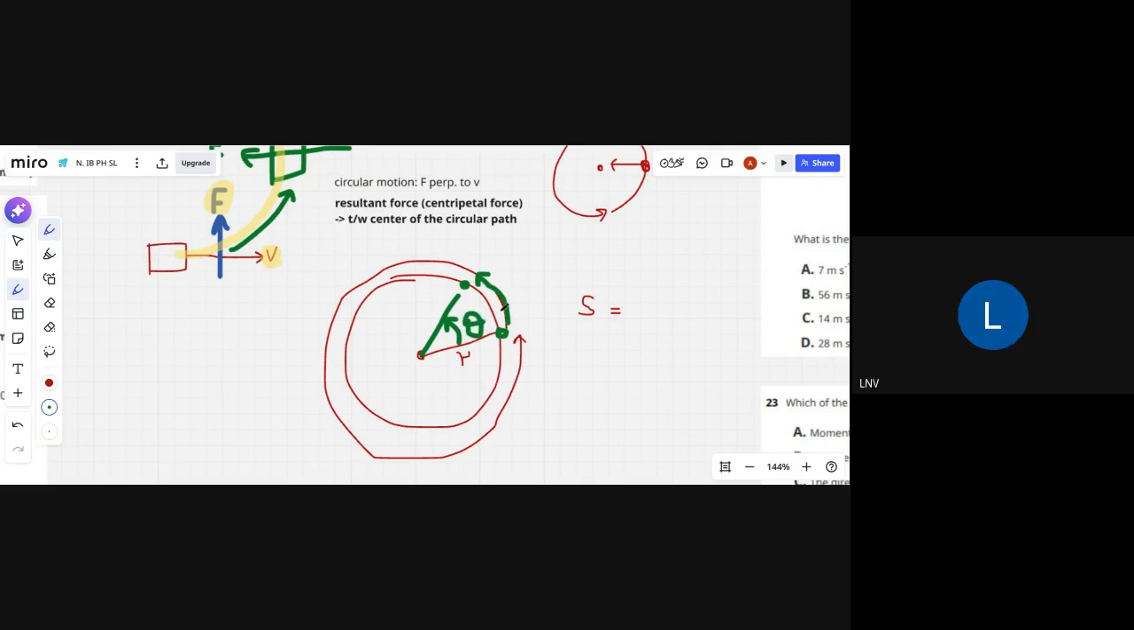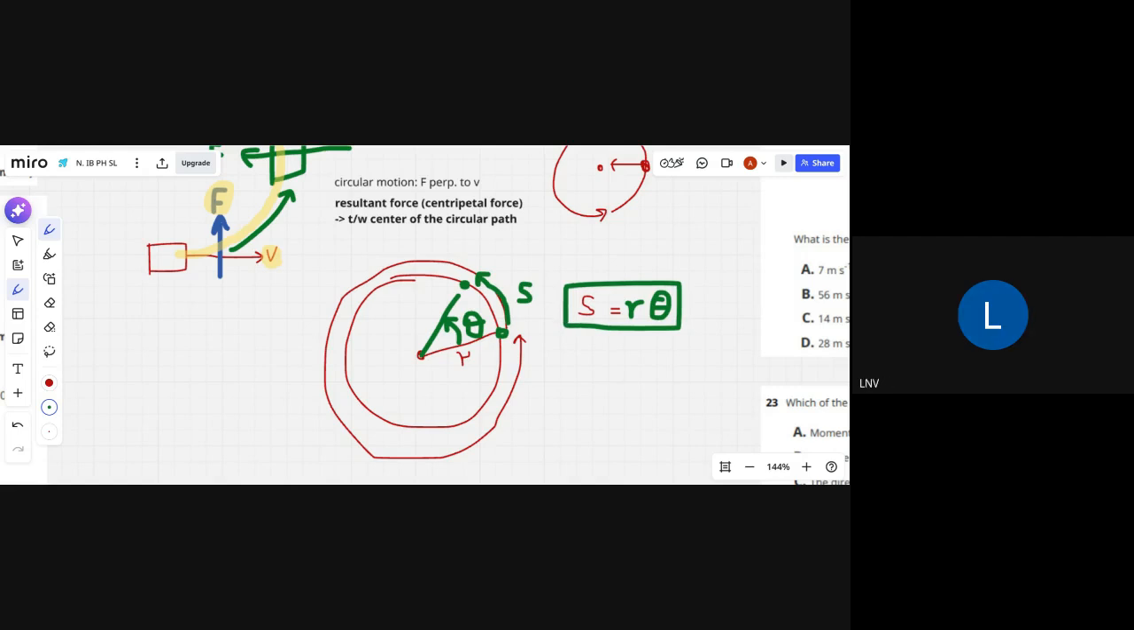This angle theta is called your angular displacement, okay? And s is your arc length, and theta is your angular displacement. The relation between these two is this: s is equal to r theta. You need to memorize this formula. s is equal to r theta.